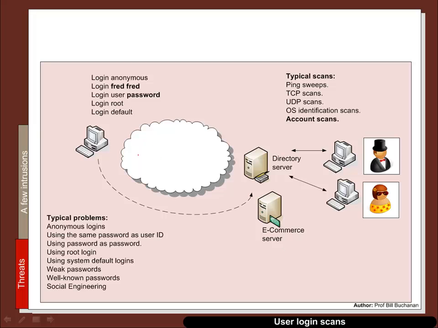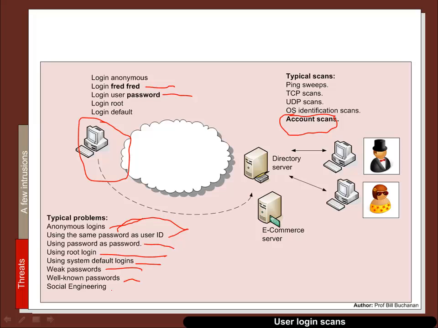And then we can have an intruder probing for a weak password, and in this case the intruder sends in logins for different usernames and passwords. This is known as an account scan. Problems that we can have here are anonymous logins, the same password as the user's ID, a password of "password", using system default logins, weak passwords, well-known passwords, and also social engineering, where an intruder might actually try and approach a user and ask them for their password.